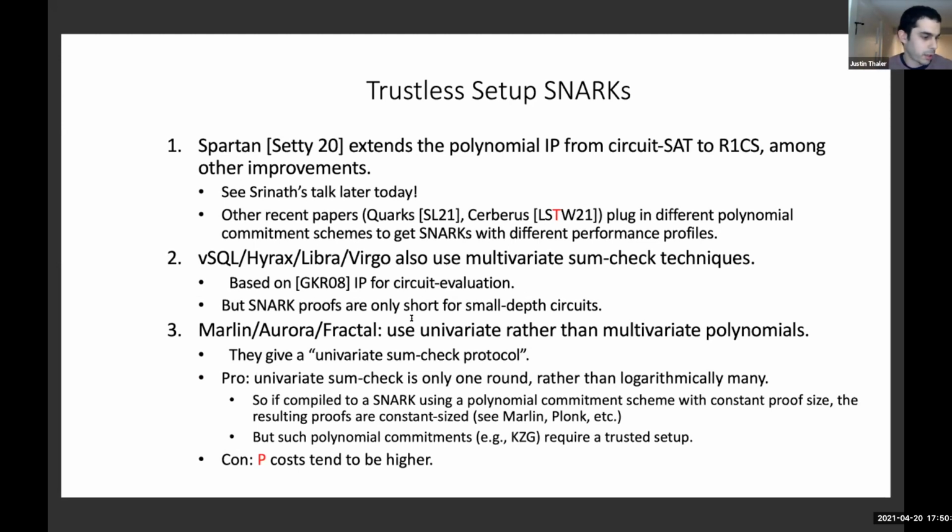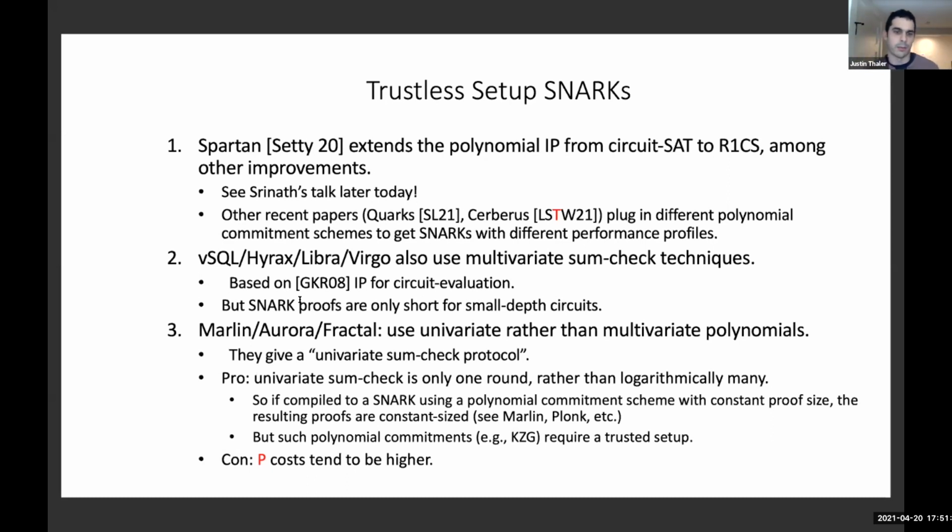So Srinath Sethi, sometime later in this workshop, is going to talk about a SNARK called Spartan, which basically takes the polynomial IP I just described and extends it from circuit sat to R1CS and has some other nice improvements. And there have been some other recent works that do the same thing, but explore plugging in different polynomial commitment schemes. There's another line of work which is also based on the sumcheck protocol. I guess it has pros and cons compared to what I just described to you.